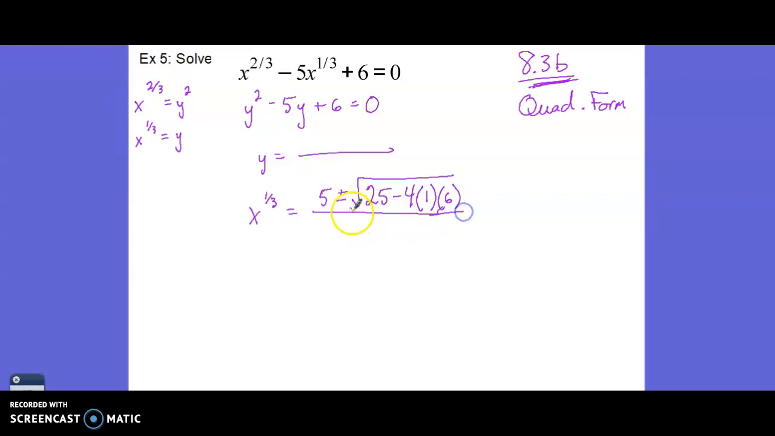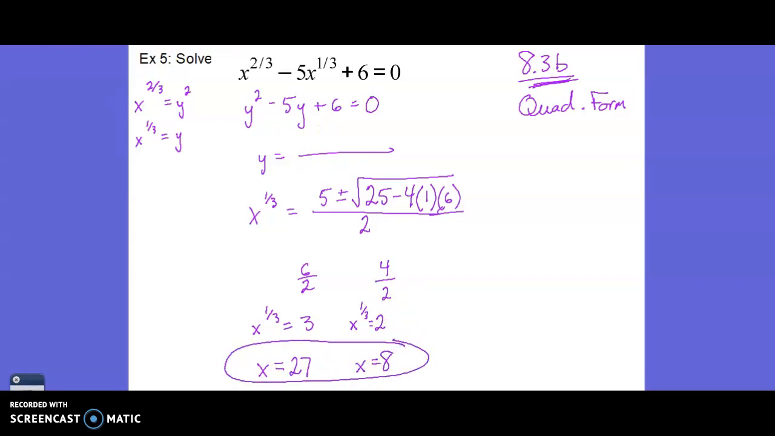And what you'll notice there is that you get 25 minus 24, which is 1. The square root of 1 is still 1, so we have 5 plus 1, so 6 divided by 2, which is 3. But then 5 minus 1 would be 4 divided by 2, which is 2. But remember, it was x to the 1/3 power equals that. So that is not your final answer, you have to solve it by cubing both sides. So the correct answer would be 3 cubed would be 27, and then 2 cubed would be 8.